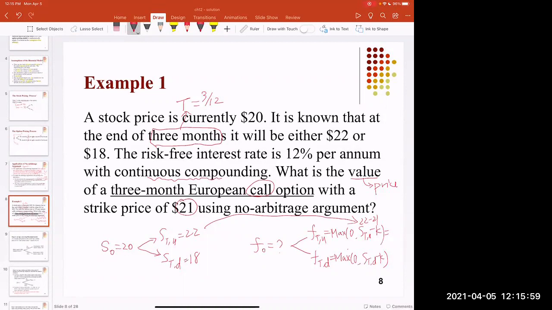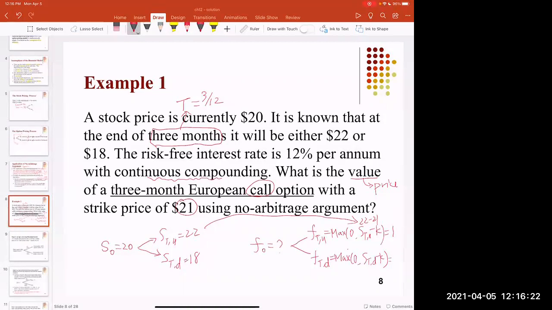Can everybody hear me? I just want to make sure. Yeah. What's the answer? 1. Yeah, that's correct. Okay, 1. So that's a very critical part, a critical step. You need to figure out what's the payoff for the option when stock price is going up at the expiration day.